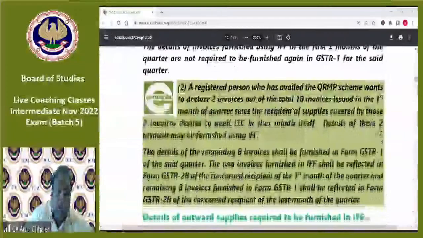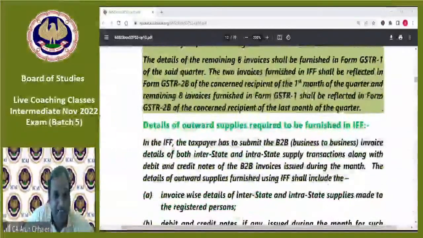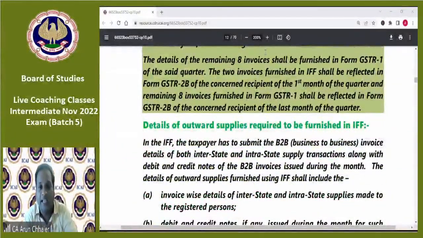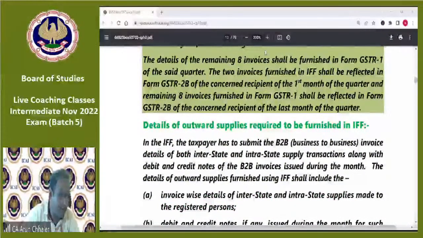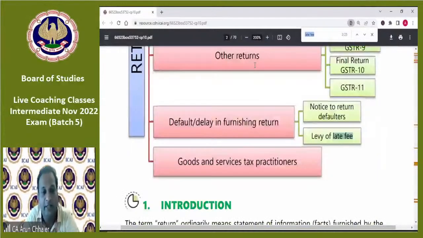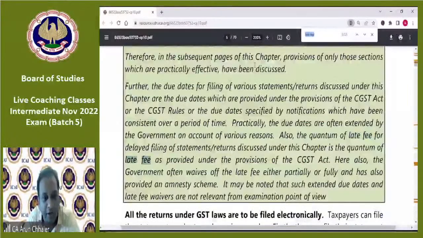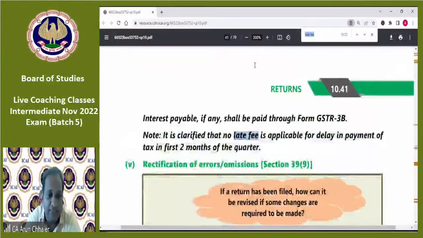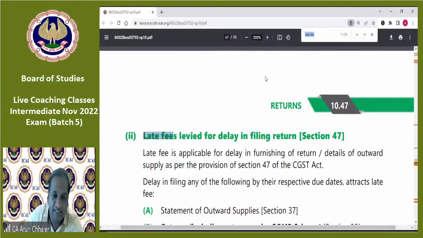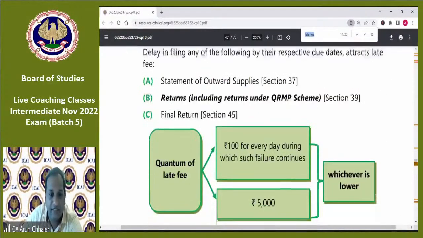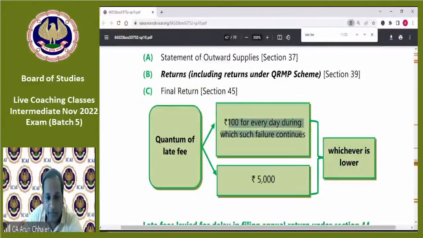So what is the late fees if I do not furnish the GSTR 1 and GSTR 3B in time? In time means by the due date. Then section 47 would be levied on us, and there is a late fees. How much is the late fees? 100 rupees per day during which such failure continues, or rupees 5,000, whichever is lower.